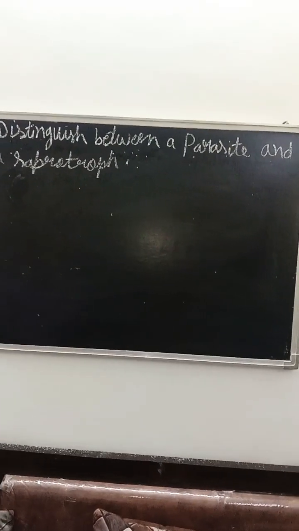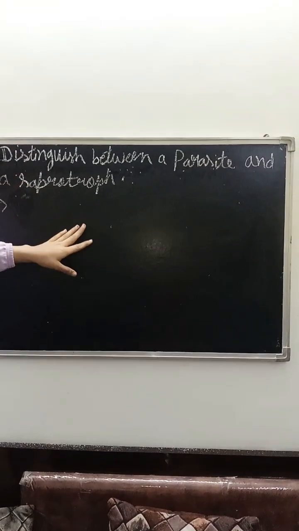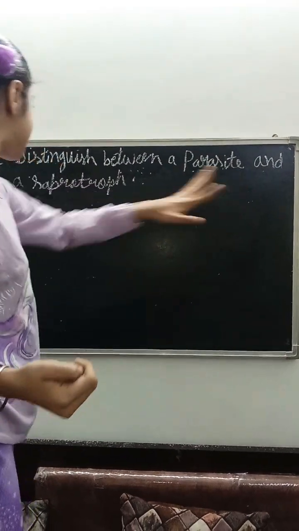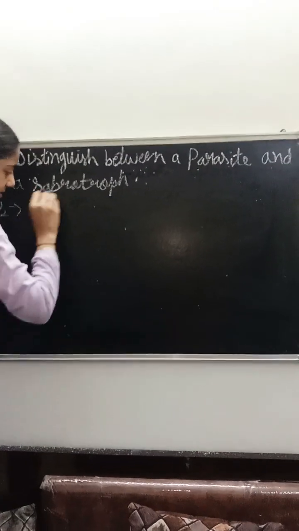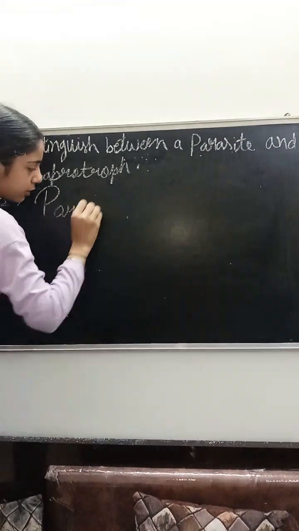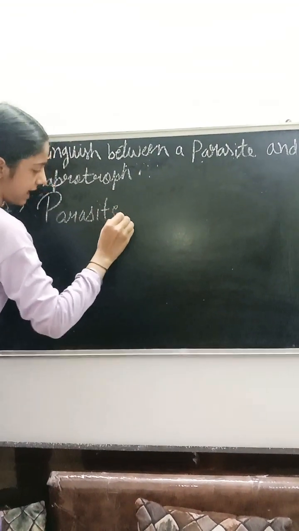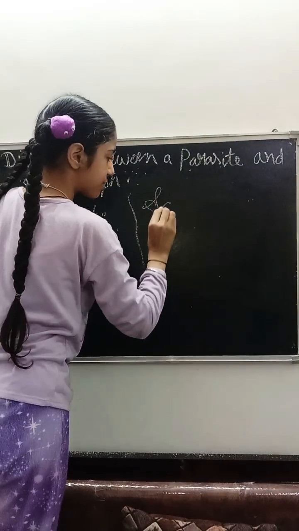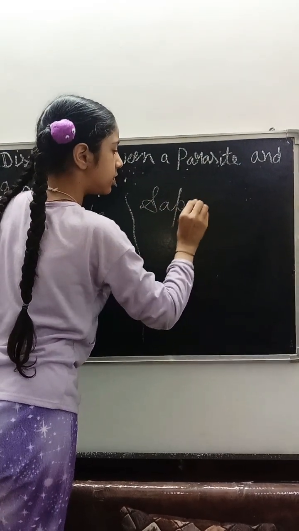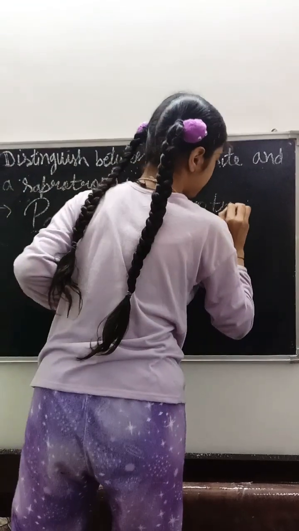Topic is, question is, distinguish between a parasite and a saprotroph. So let's start. Question is that, distinguish between a parasite and a saprotroph. So let's start. First is parasite and second is saprotroph.